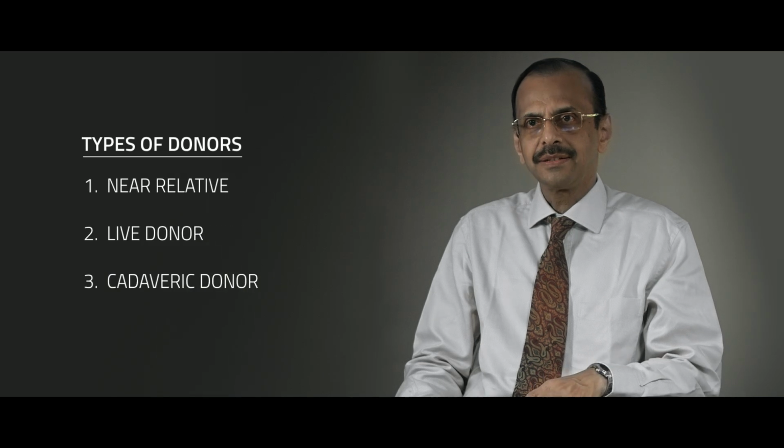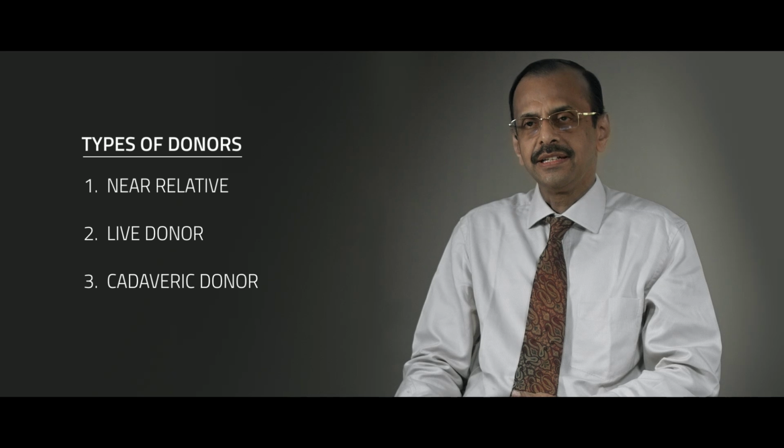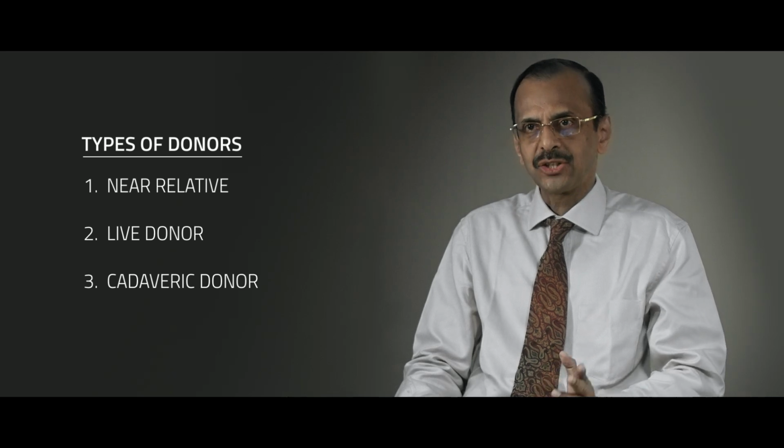Obviously, when we need to do a kidney transplant, there needs to be a donor. There are three potential sources of donors. One is a near relative. A near relative is defined as the patient's parents, siblings, that is brothers or sisters, children, grandparents, or spouses. If these people are medically fit to donate a kidney, they are probably the best donor.